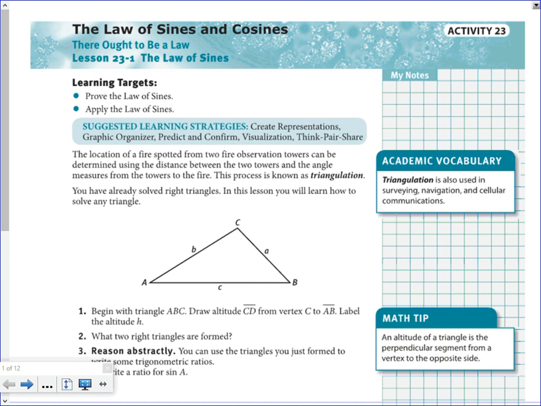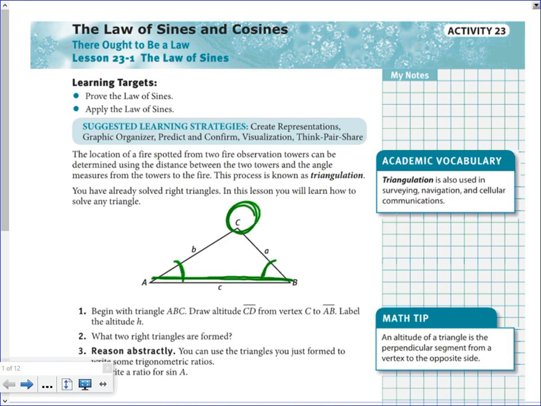So we start off. The location of a fire spotted from two fire observation towers can be determined using the distance between the towers, so that'd be this distance here, and then the angle that the towers make with the fire. If we know those pieces of information, we can find this location. And this process is known as triangulation.